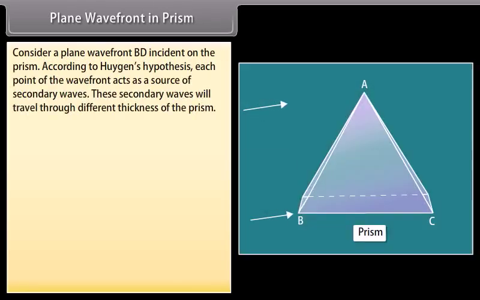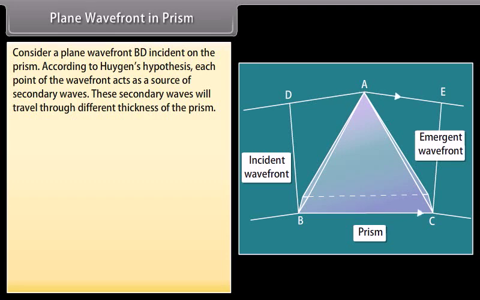Plane wavefront in prism. Consider a plane wavefront BD incident on the prism. According to Huygens hypothesis, each point of the wavefront acts as a source of secondary waves. These secondary waves will travel through different thicknesses of the prism.